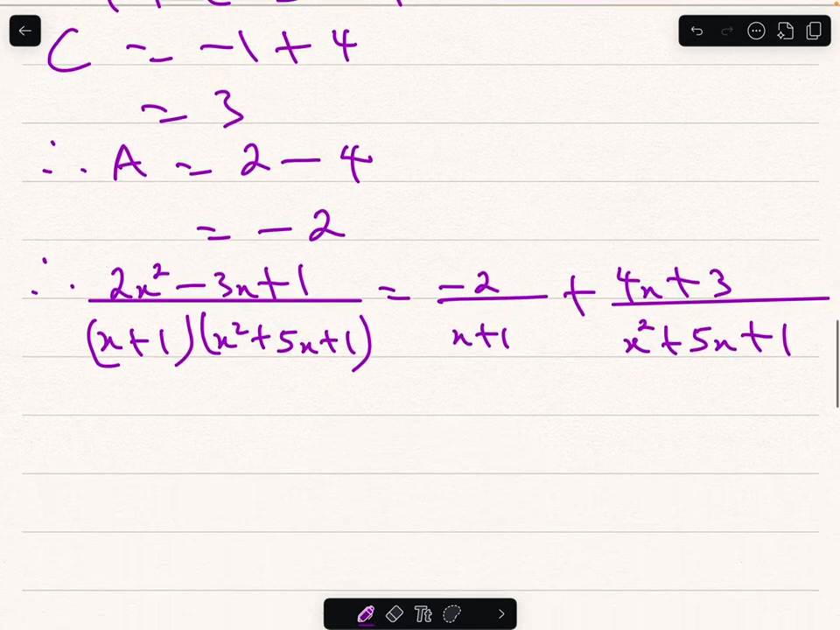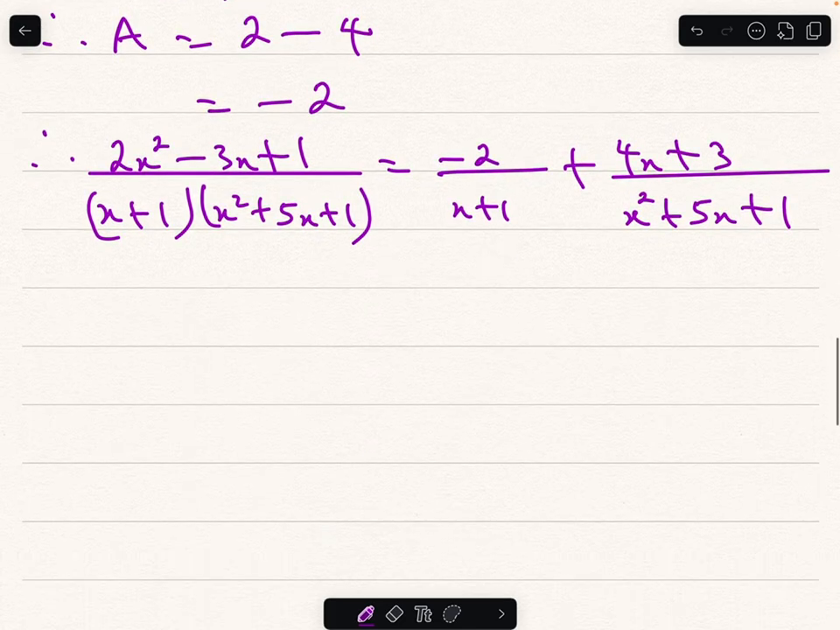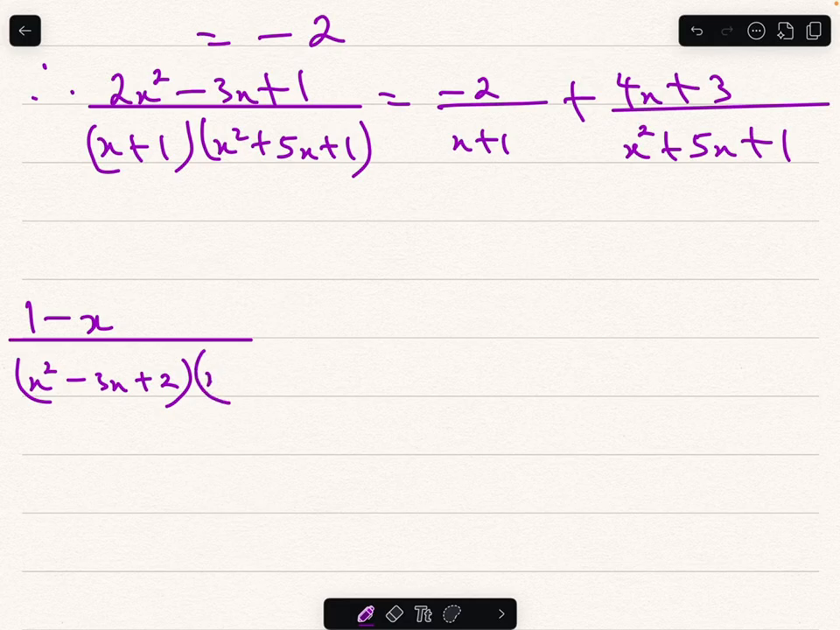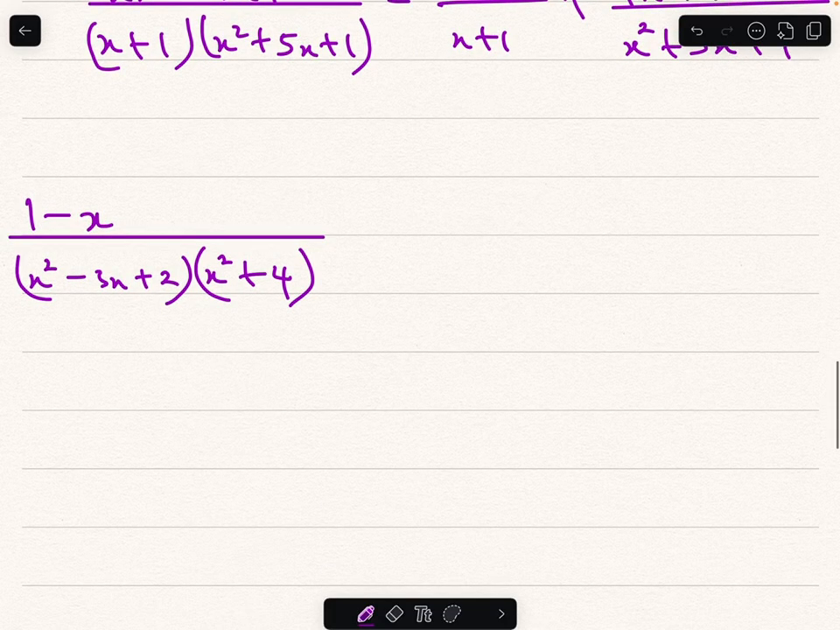Resolve (1 minus x) all over (x squared minus 3x plus 2) times (x squared plus 4) into partial fractions. Resolve (1 minus x) over (x squared minus 3x plus 2) times (x squared plus 4) into partial fractions.